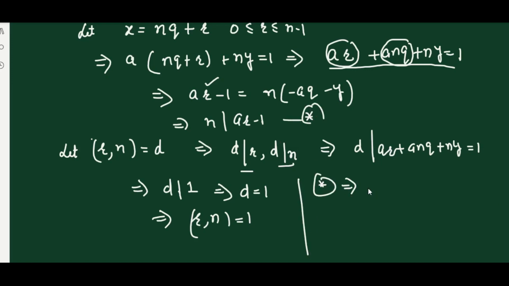Star implies that AR minus 1 is a multiple of N. So it means if you divide AR minus 1 by N, you are getting the remainder 0. So in the notation of multiplication, we can write this as AR = 1, because if you divide AR by N, you are getting the remainder 1.